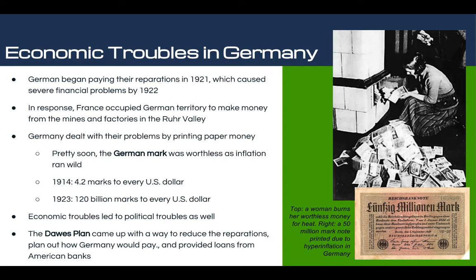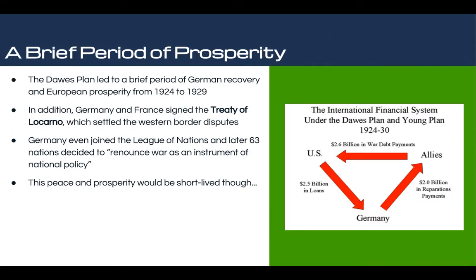But these economic troubles, of course, are going to lead to political troubles as well in Germany. So the world kind of gets together, and some people in the United States come up with a plan to help Germany. And this becomes known as the Dawes Plan. And it basically reduced reparations and planned out how Germany could pay back these other nations. It also provided loans from American banks to Germany to help them through the situation. And you see here to the right the Dawes Plan. Basically, the Allies owed a lot of money to the United States. The United States then provided a lot of loans to Germany, who in turn could pay back the Allies. So this was the plan to kind of help Germany through the situation.